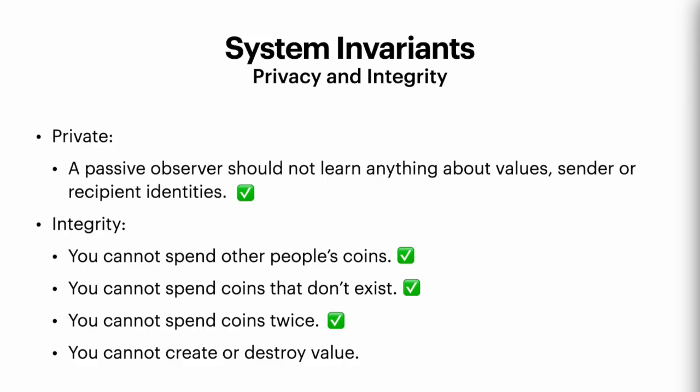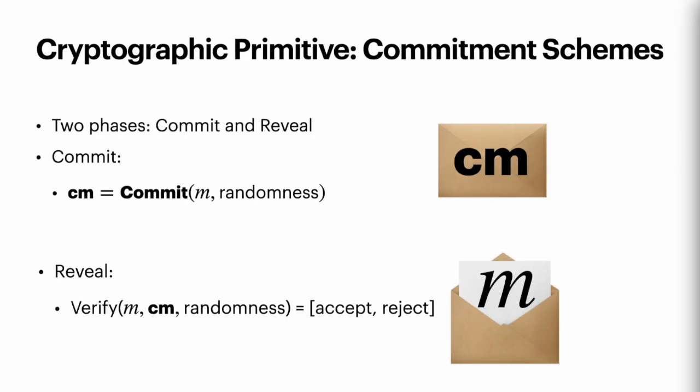So finally, we need a way to check for each transaction that we're not creating or destroying value. So let's go back to the commitment schemes for a moment. Recall earlier in the talk, we talked about these two phases, commit and reveal, which let us verify the commitment.